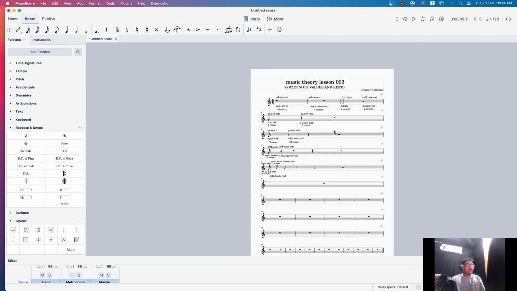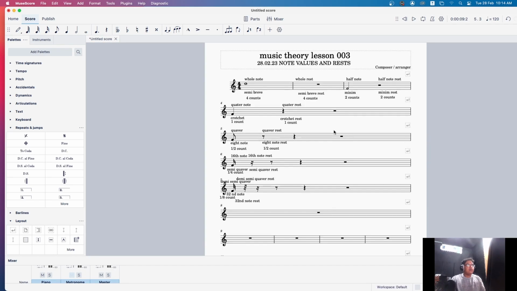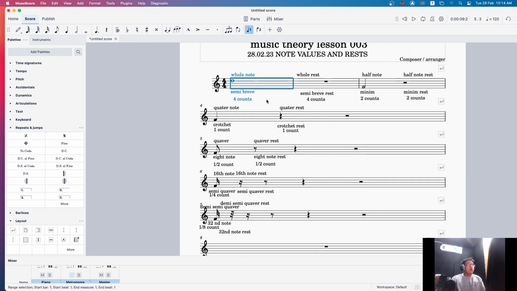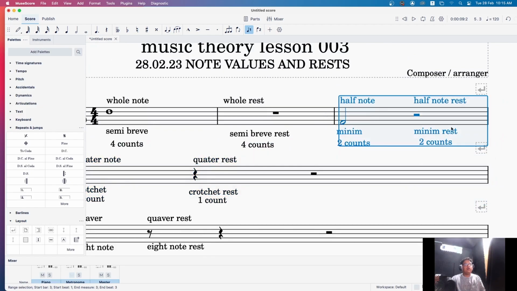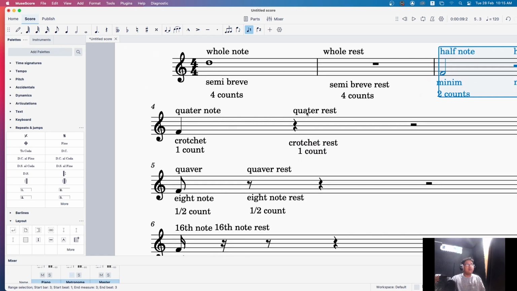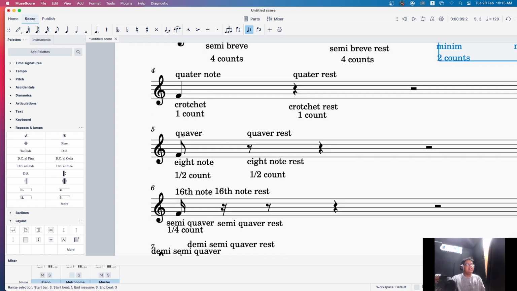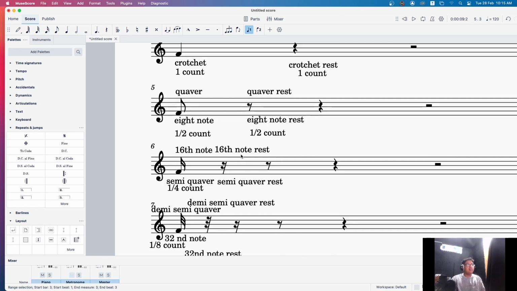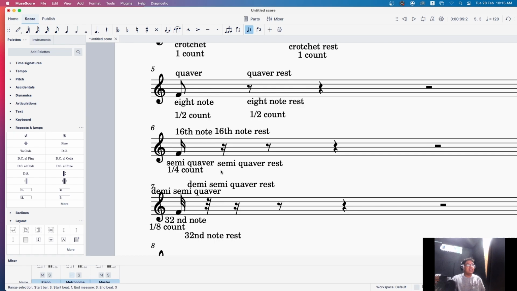I'll explain it one last time. Whole note rest, half note rest, quarter note rest, which is also called the crotchet rest, 1 count. Then we have quaver, that is the 8th note rest, half count. 16th note rest. Then we have the 32nd note, demi-semi-quaver rest. Hope this is very clear.